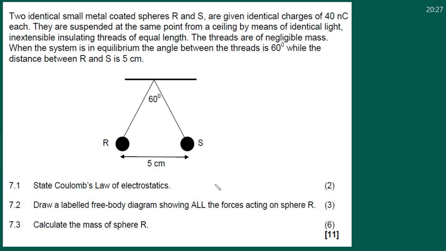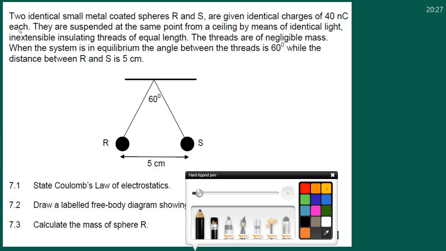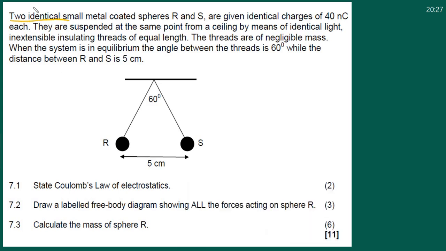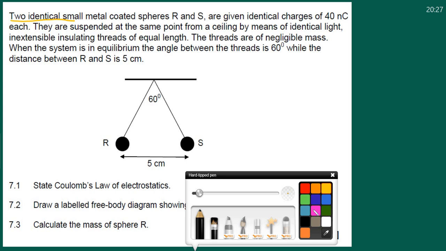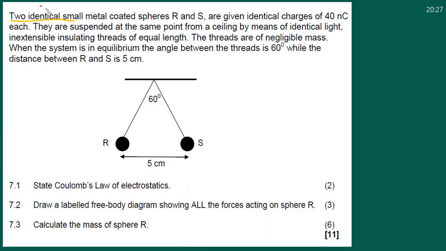So for example, in this question we have two identical small metal coated spheres, R and S. When they say they are identical, it means that they have the same charge, isn't it? Yeah, that should mean that they have the same charge. And then they are given identical charge of 40 nanocoulombs each. So this one here is 40 nanocoulombs, and this one here is also 40 nanocoulombs.